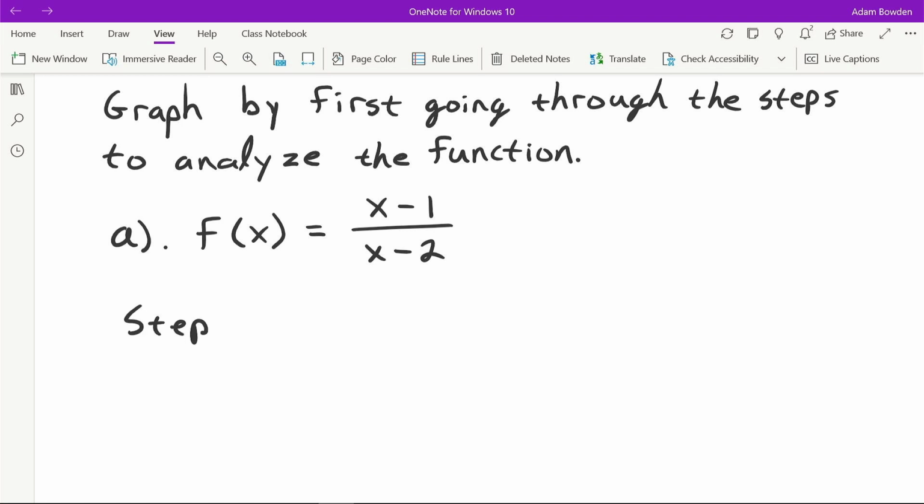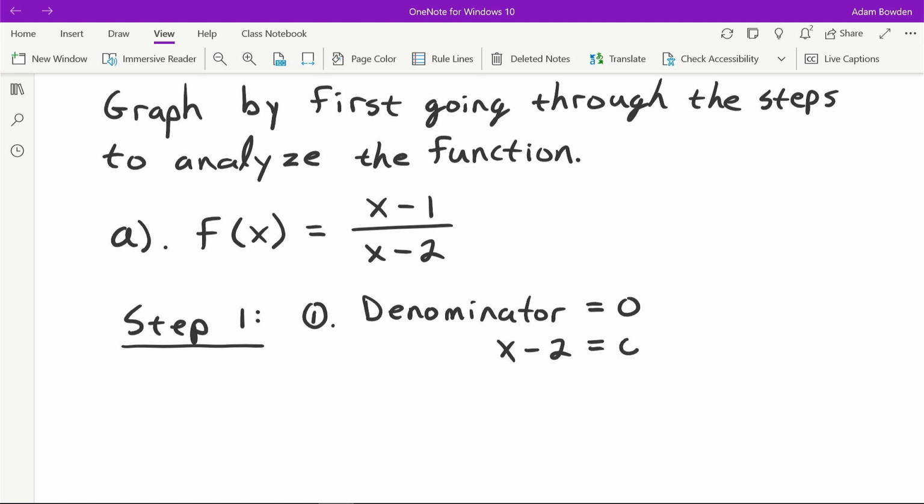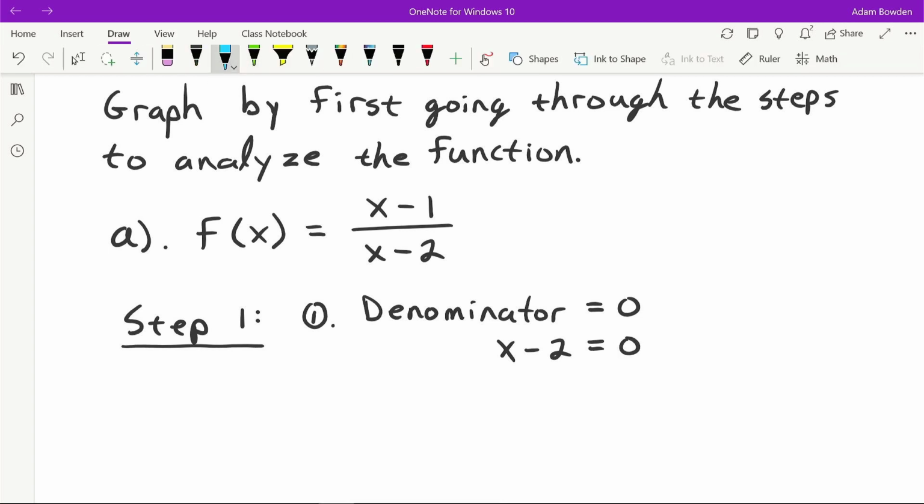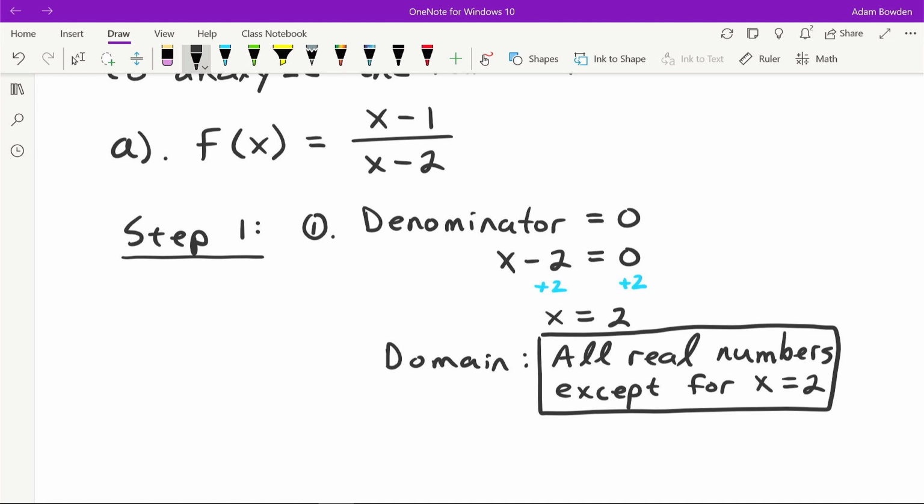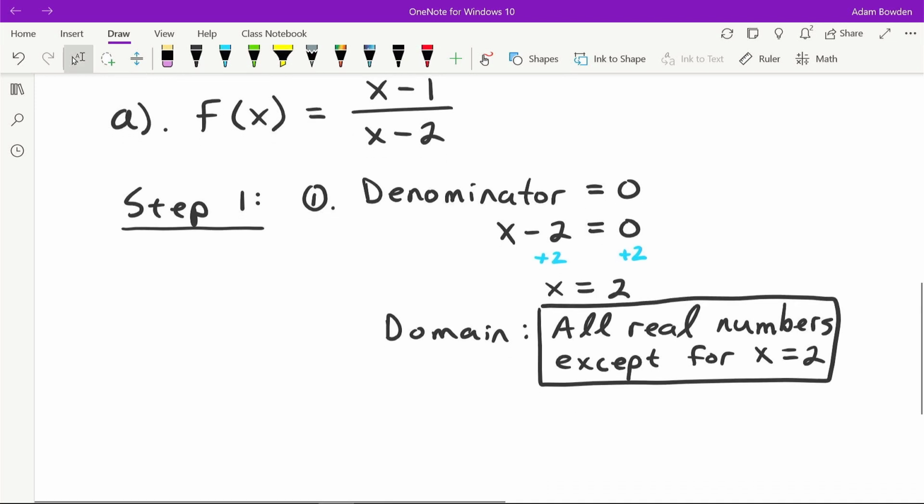So for the first step, what I'm going to do is to find the domain. So for the domain, what we need to do is set the denominator equal to 0 and solve. So x minus 2 equal to 0. We'll add the 2 over and we'll write it as x equals 2. What that means is that the domain is all real numbers except for x equals 2, due to the fact that the denominator being 0 would not be a possibility, so we leave that part out of the domain.